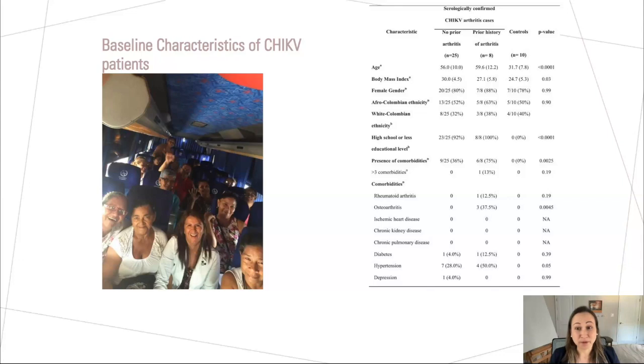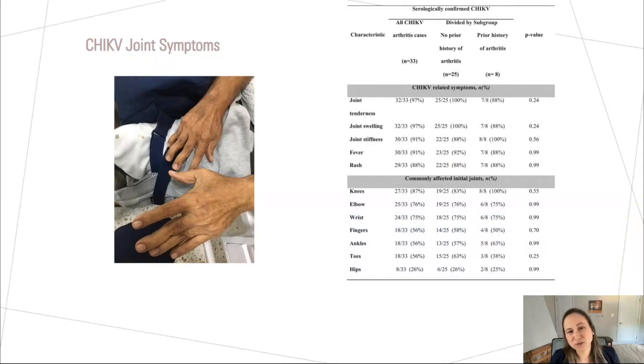Our cohort is predominantly women and rather young for an arthritis cohort with a mean age of 56. And most of these patients did not have any arthritis prior to their chikungunya infection. Here's a picture of the hands of one of our patients after chikungunya infection. You see that most of our patients have joint tenderness, joint swelling, joint stiffness, fever, and rash during their acute infection. And afterwards, we found that the small joints were predominantly affected, including the elbows, wrists, fingers, ankles, and toes. And as the time after initial infection progressed, oftentimes these joint pains progressed to knees, hips, and in some cases, shoulders.